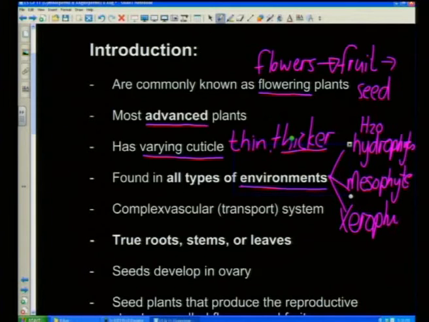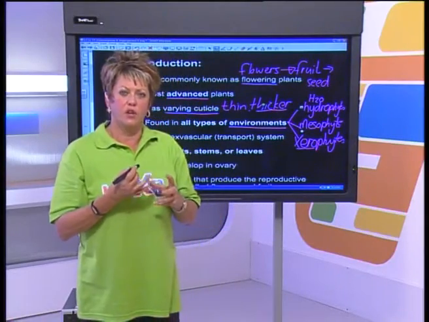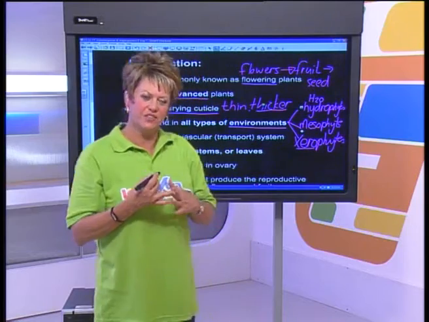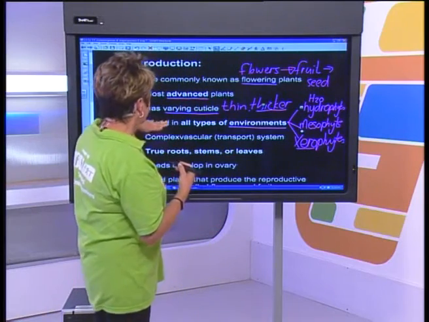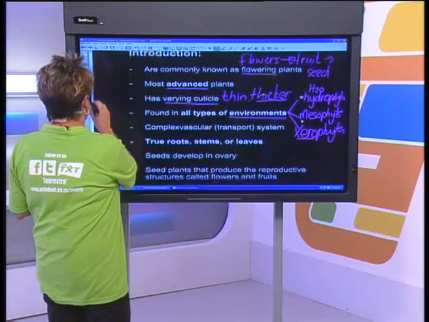Xerophytes, which are the plants, as the word xero says, that need very little water, or they can store their water inside their leaves, inside their stems, so they are known as the plants that grow in the desert. All right, the xerophytes. So those are the three groups of plants that you get living in different environments.